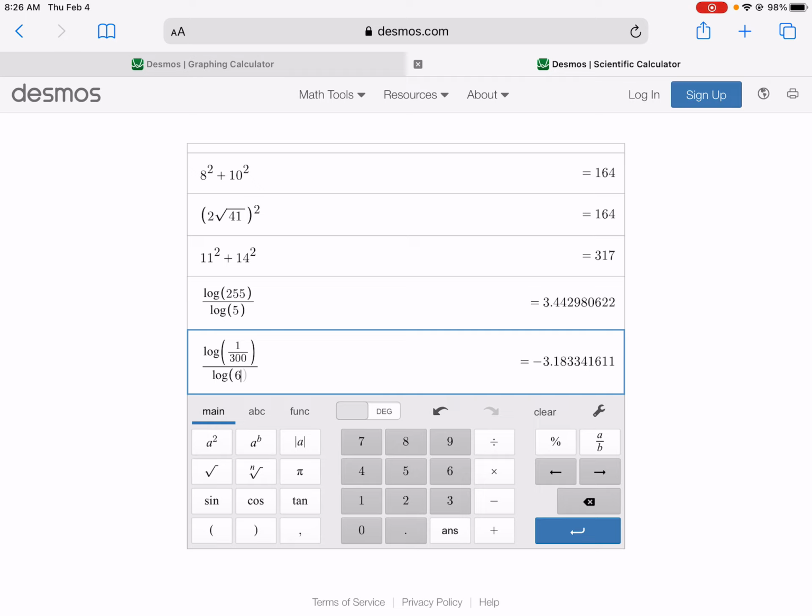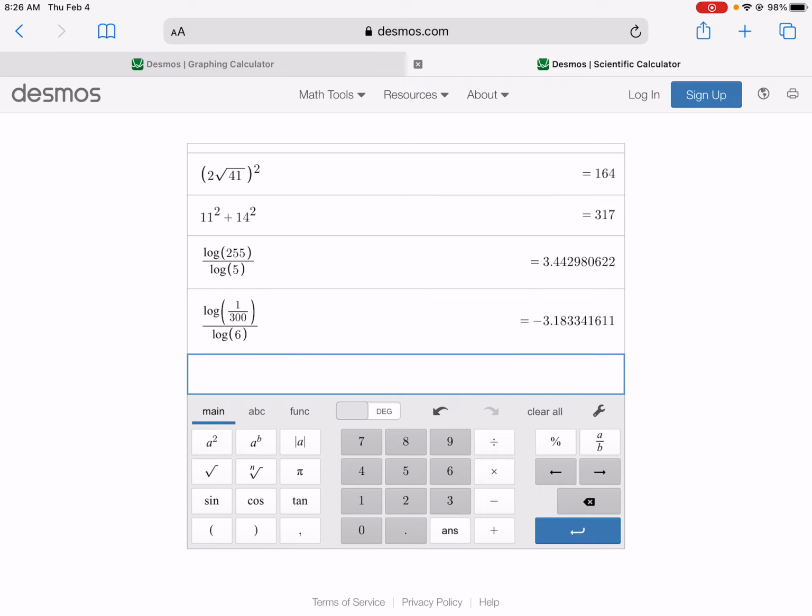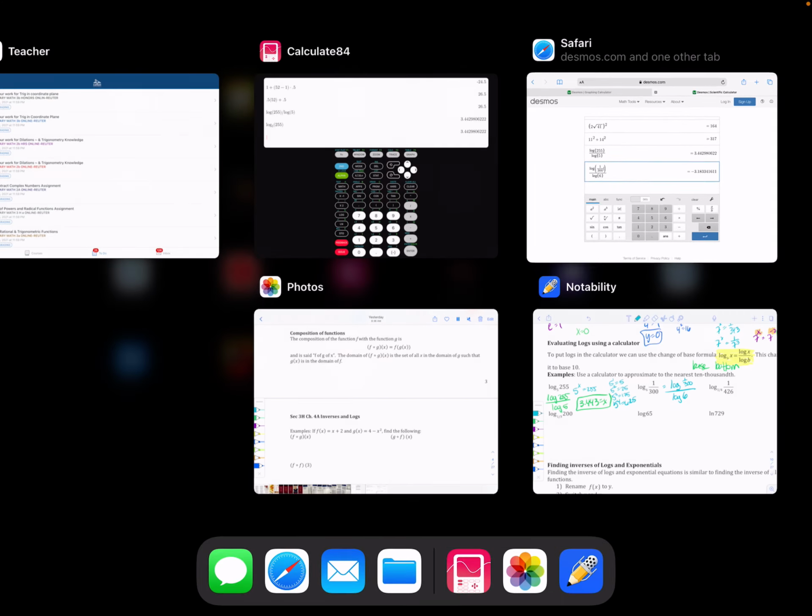Log of 6. This parenthesis you don't have to close because it's the end, so it will automatically close it. But the one on top, you were doing something else, so you had to make sure to close it. So you get negative 3.1833. So after the 3 is a 4, so I keep it the same, so negative 3.1833.